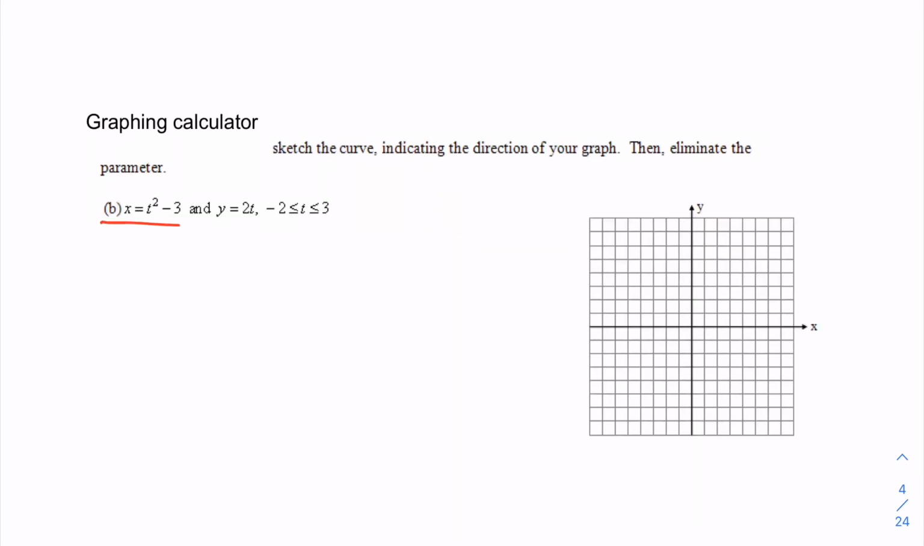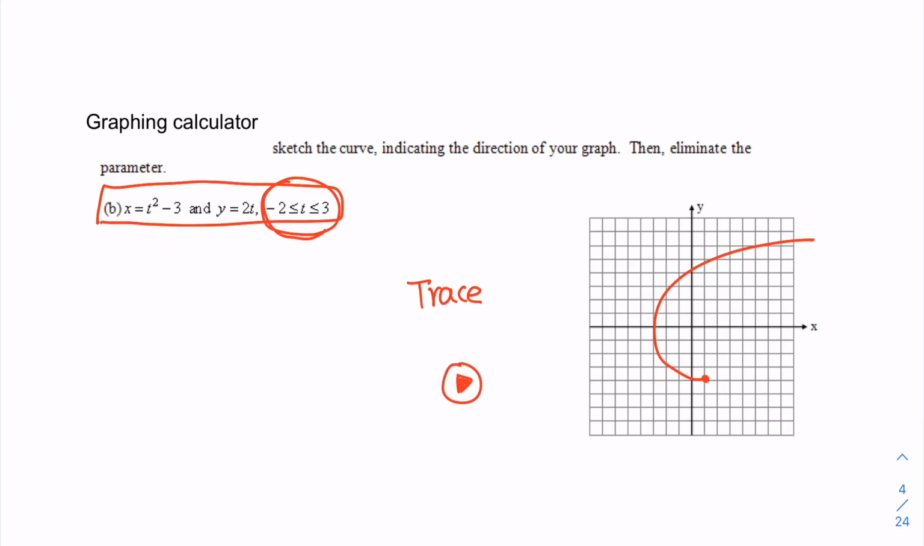So how do we graph this one on the calculator? We set the mode to parametric form and put this in. Make sure you set your window t from -2 to 3. So when t equals -2, x equals -1, y equals -4. And the graph briefly looks like this. Now, after you have the graph, click trace, and then hold the right arrow button, and you will see the trajectory. This is the direction.